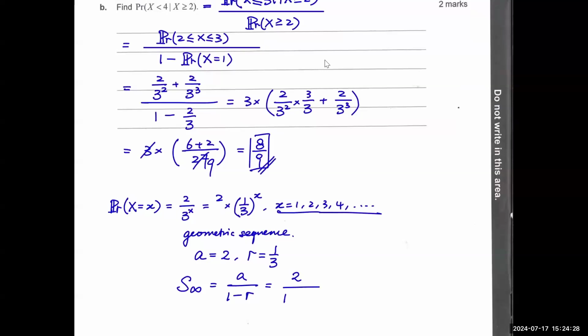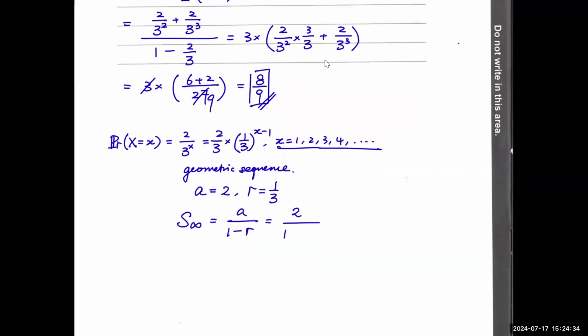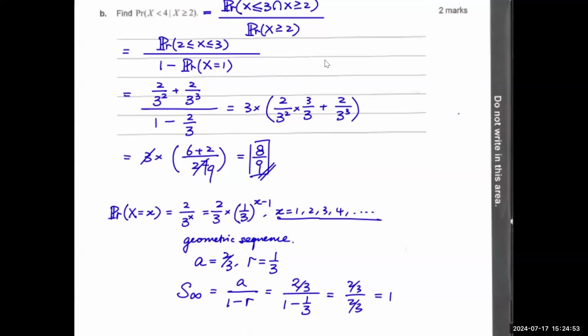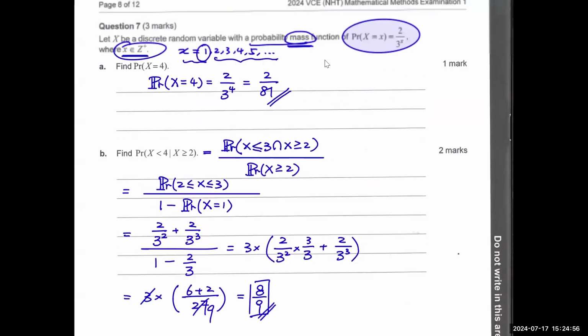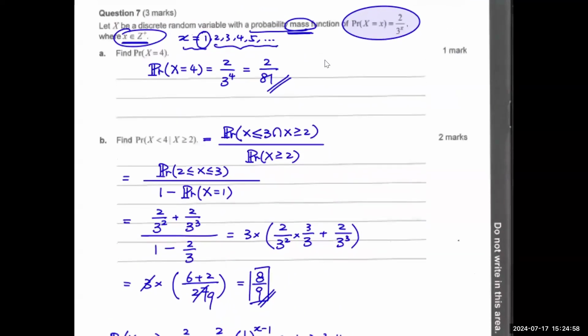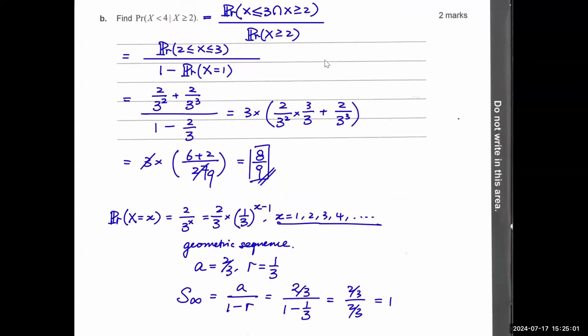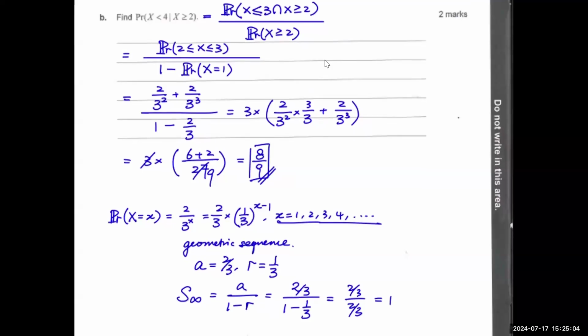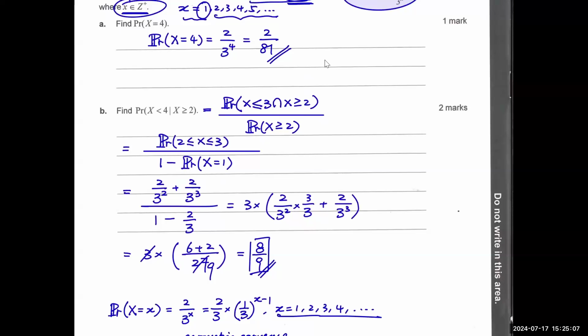Write the expression as 2 over 3 times 1/3 to the power x minus 1. That is called the initial term. So the a value should actually be 2 on 3. And 1 minus 1/3, which is 2 over 3, divided by 2 over 3. Yep, that's 1, okay? Yep, that satisfies the probability mass function condition. The sum of all probabilities is 1. This is actually a very good question. Maybe Specialist Maths students should be able to recognize that, or maybe not. Anyway, let's just move on.